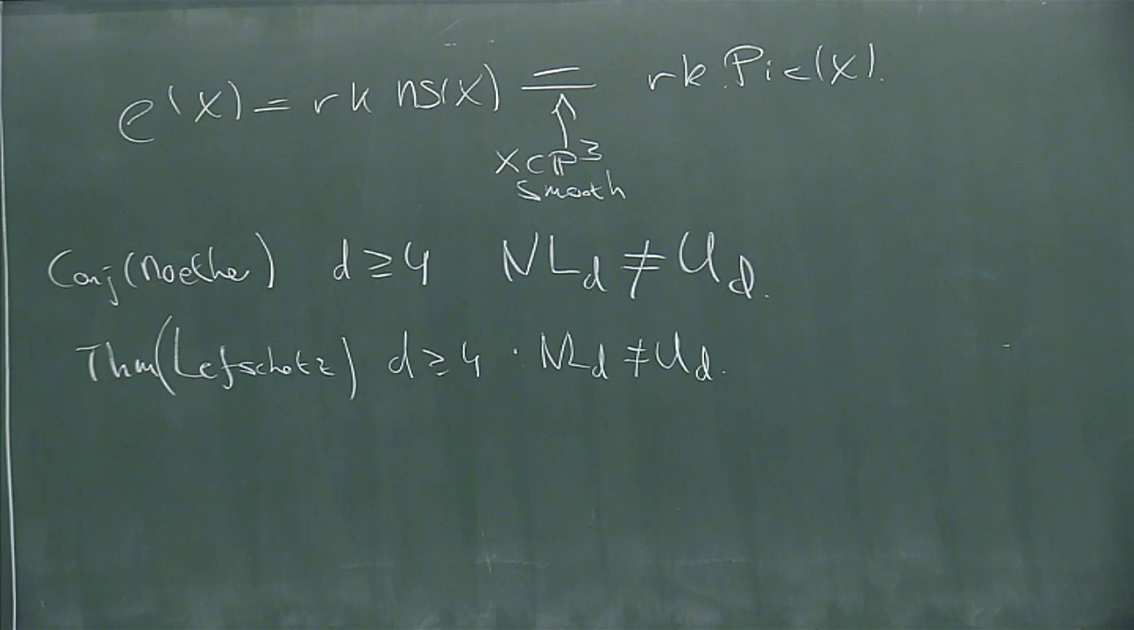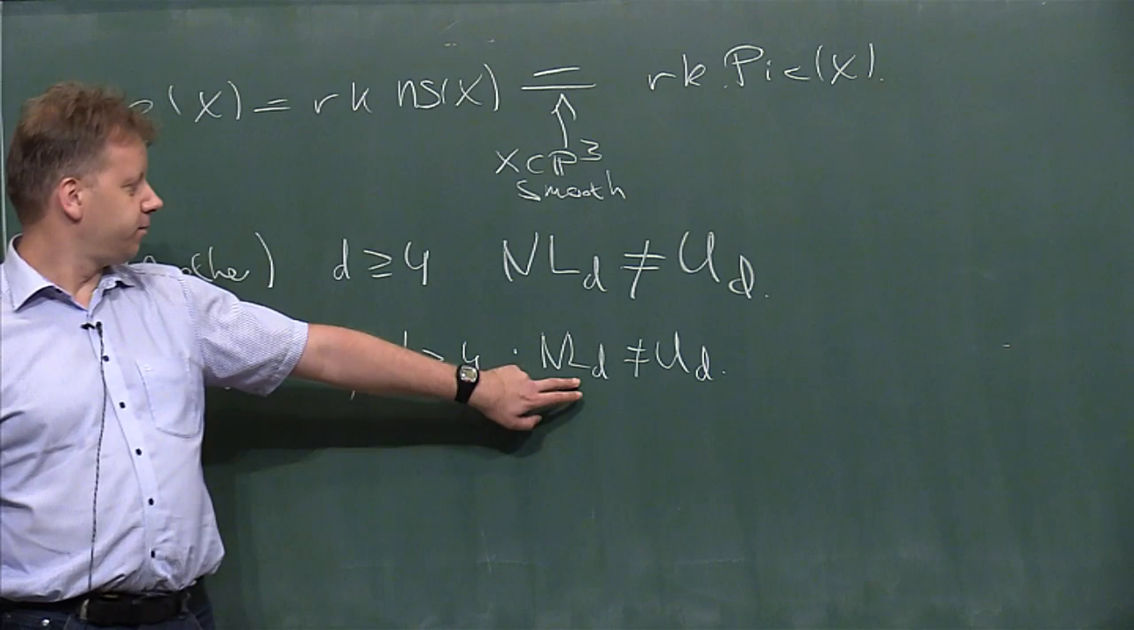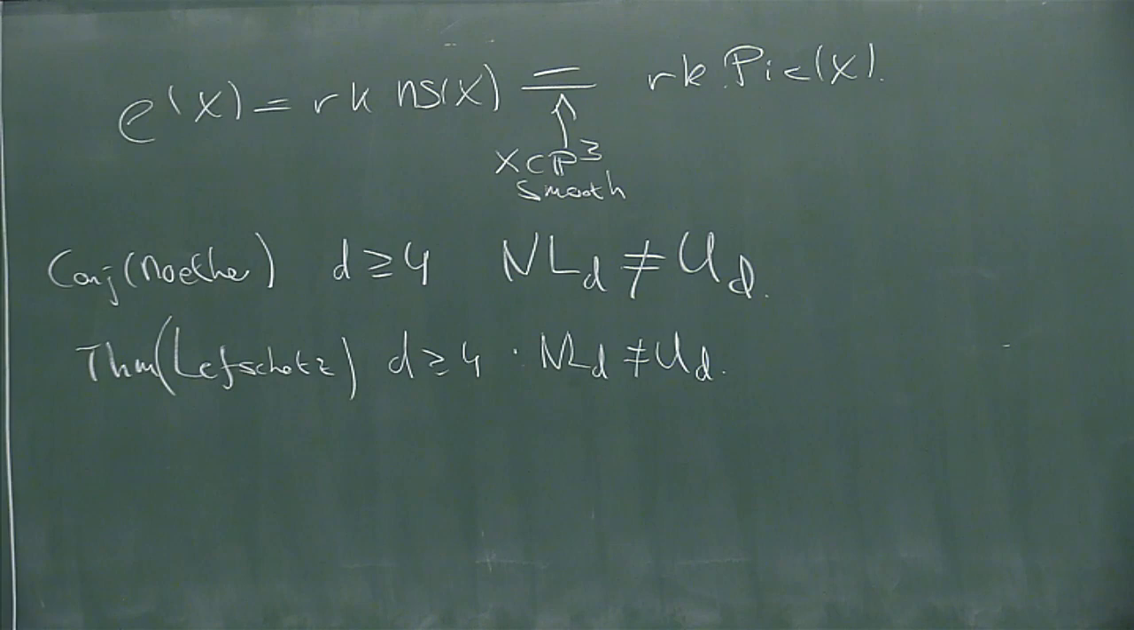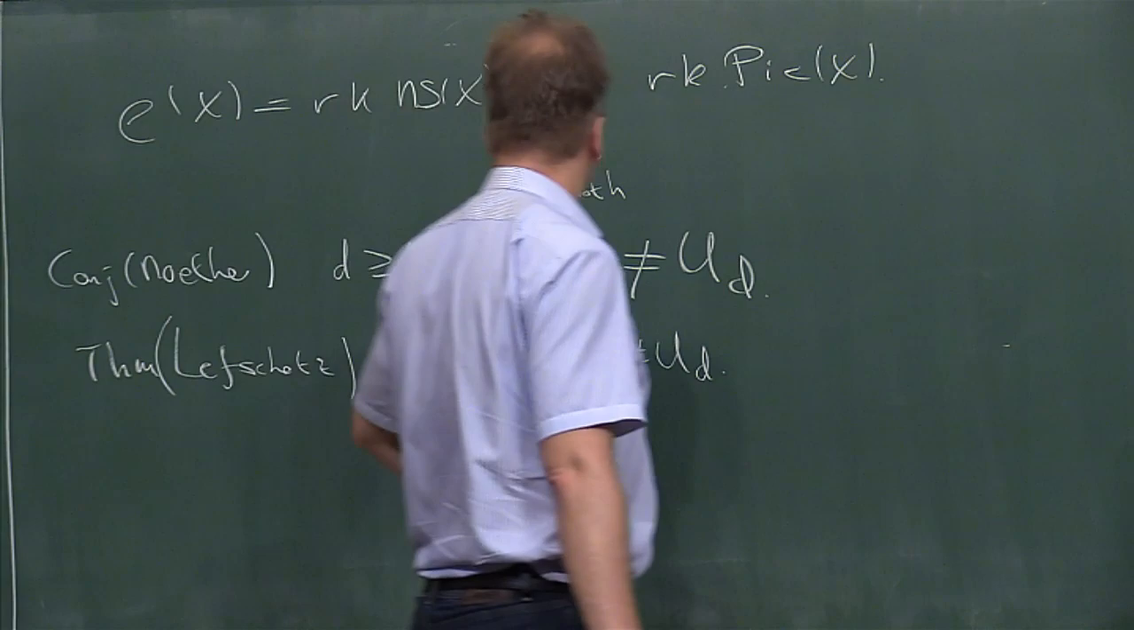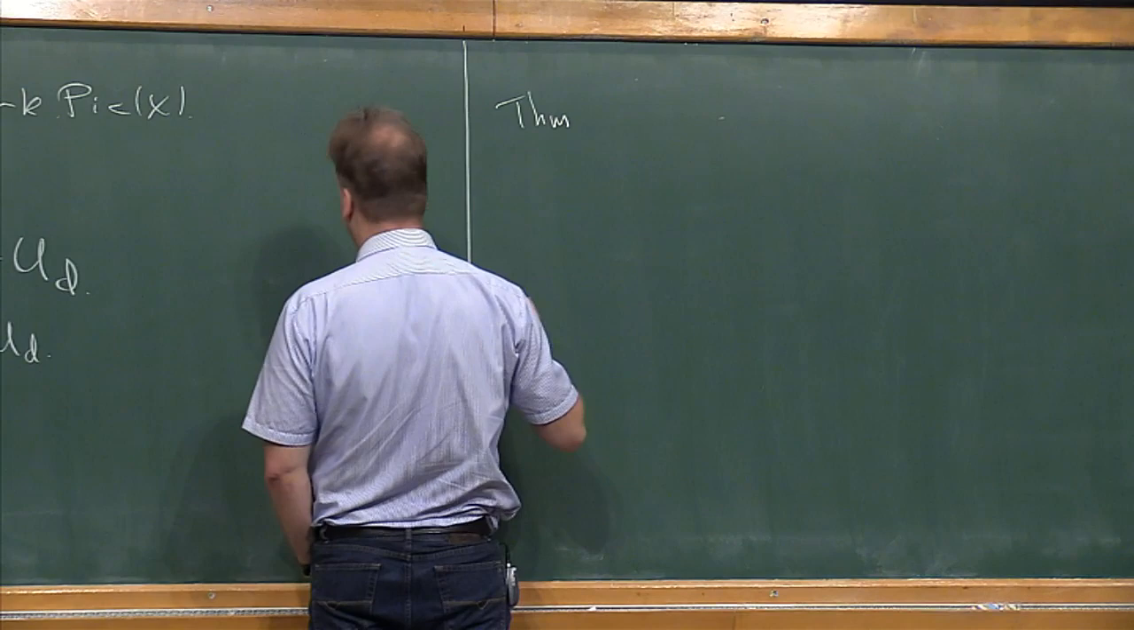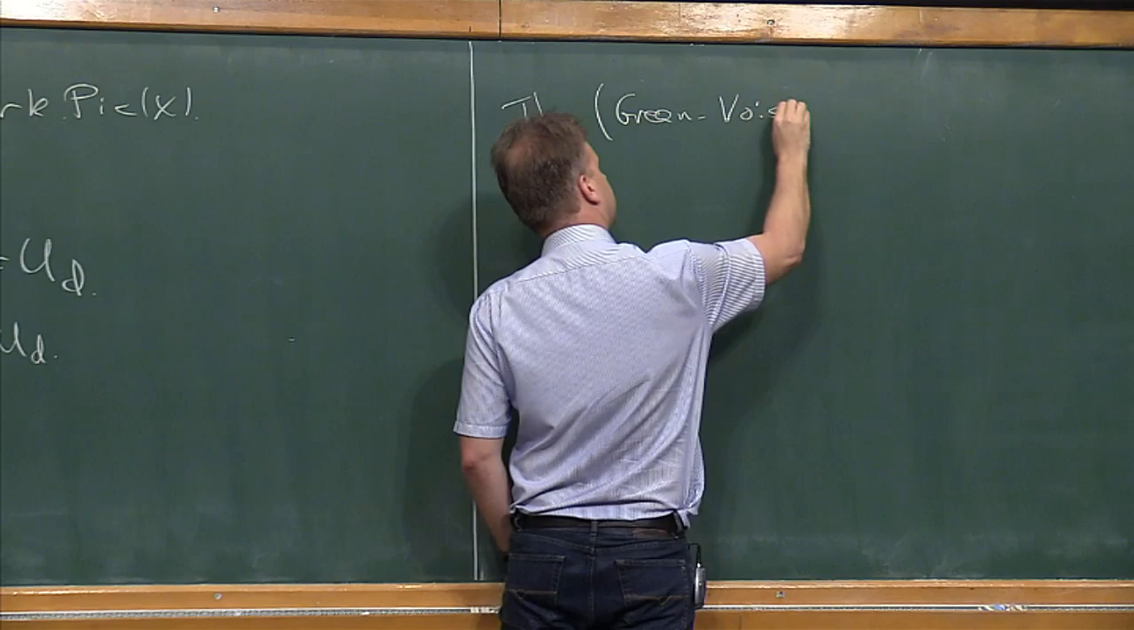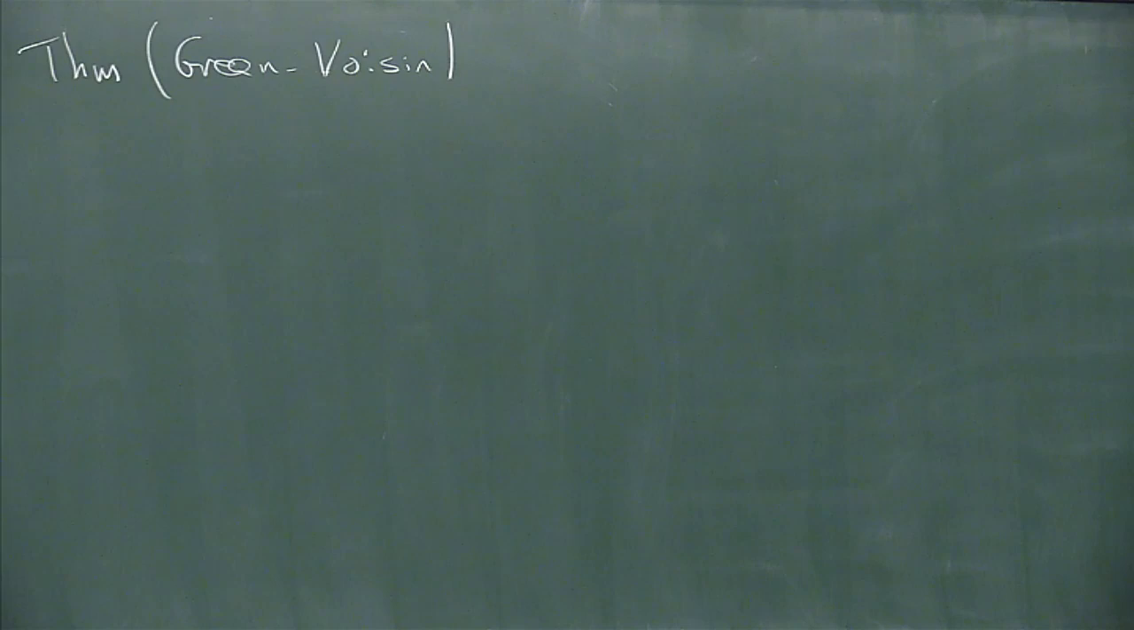And already from the proof of Lefschetz, you will see that this NL_D has countably many components. And if you assume Lefschetz (1,1), these are also algebraic subvarieties. And then much later, at the end of the 80s, you got more explicit theorems by Green and Voisin. And so what did they show? Let's see.